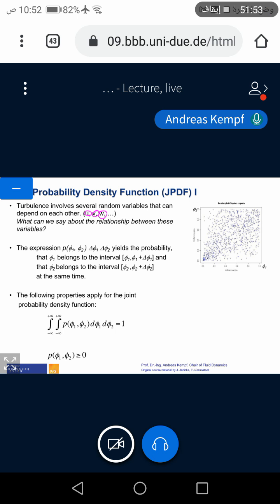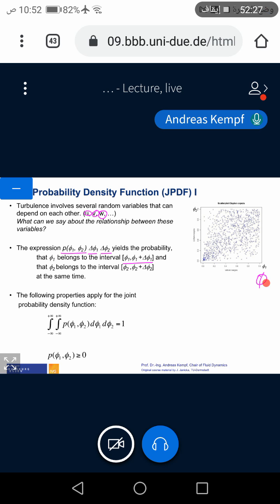Now let's look at a certain thing. Here we look at the probability density for phi 1 and phi 2. For the interval width, we look at the probability of finding the values phi 1 and phi 2 for intervals of the width delta phi 1 and delta phi 2. And that yields the probability that phi 1 belongs to the interval of phi 1 to phi 1 plus delta phi 1, and for phi 2 to belong to the interval phi 2 to phi 2 plus delta phi 2.